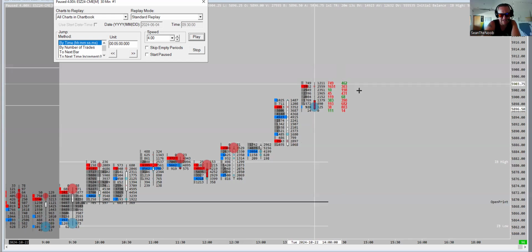So delta to me is just the difference between transacted buying volume and transacted selling volume. That's it, right? That's all it is, man. It doesn't have to be difficult. Right now, people like to create indicators. Oh, delta this, delta that, right?